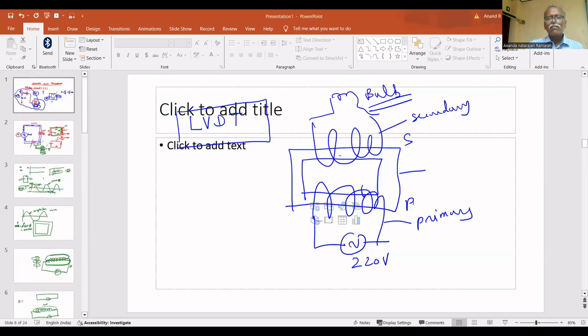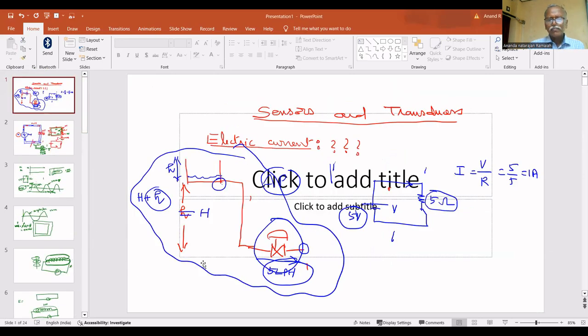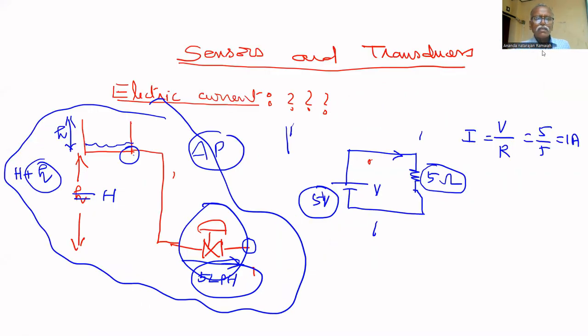Let us review what all we have seen so far. Last week we have seen an introduction to sensors and transducers. In that, we have seen what is electric current. Electric current is the flow of electrons.